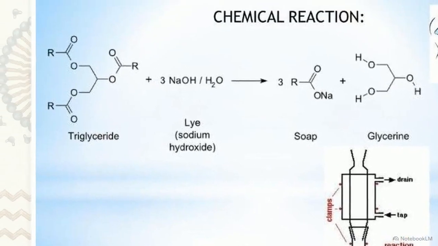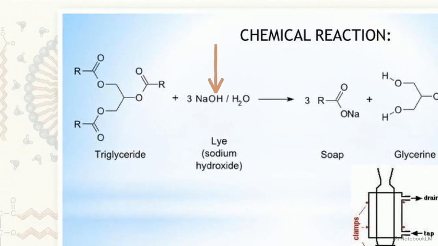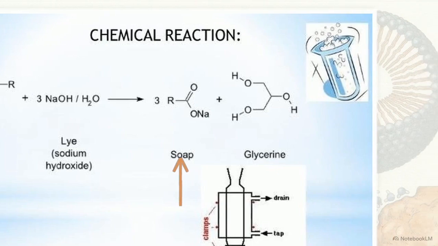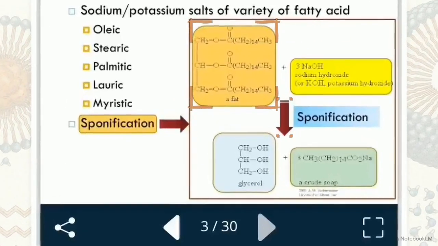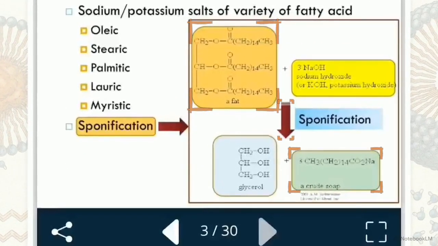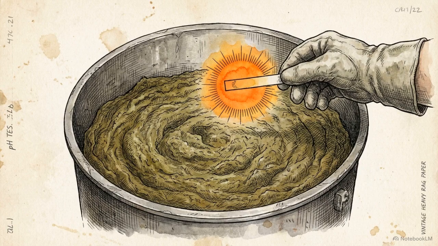Moving to the chemical equation, the strong base, sodium hydroxide, cleaves the triglycerides' ester bonds. The resulting products are glycerin and a fatty acid salt, soap. Scaling this to an industrial level, this flowchart maps the conversion. The raw fat undergoes the saponification reaction, yielding a bulk supply of green crude soap. We have successfully synthesized the molecular salt.